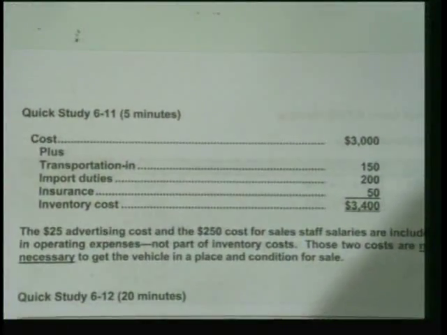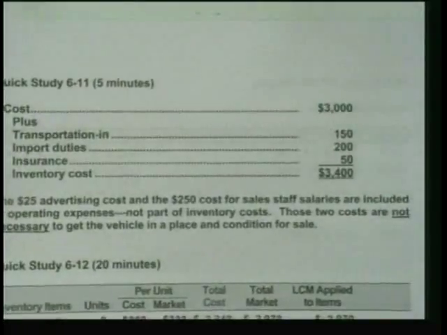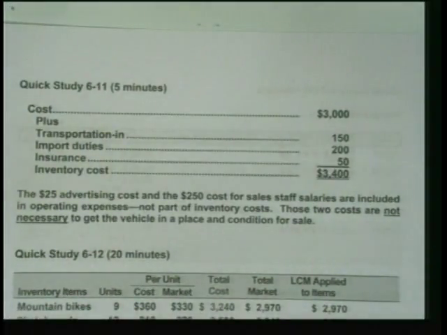$3,400. Now, you don't want to just add up every number that they give you, because as the explanation says, the $25 advertising cost and the $250 for sales staff salaries, those are not included in the cost of the inventory itself. Those are going to be part of operating expenses, okay? So they gave you those not to try to trick you, but so you could differentiate, because the costs that we include are the costs that are reasonable and necessary in order to obtain that inventory and get it ready for selling.